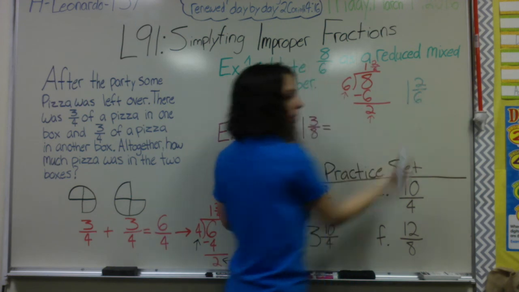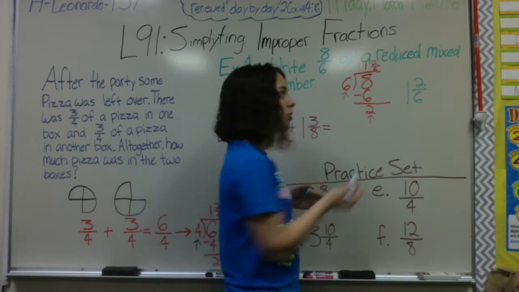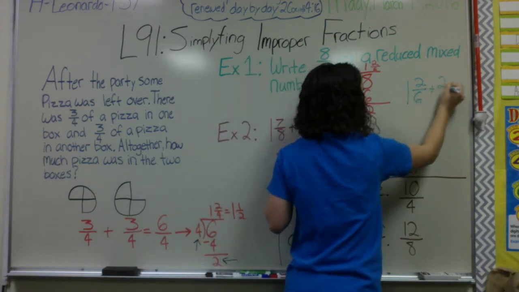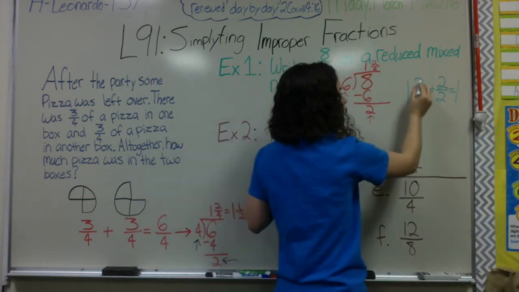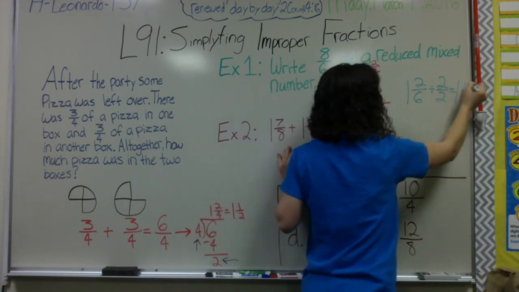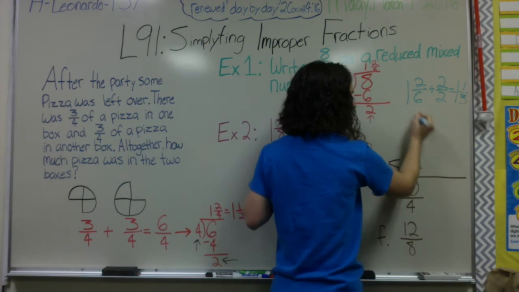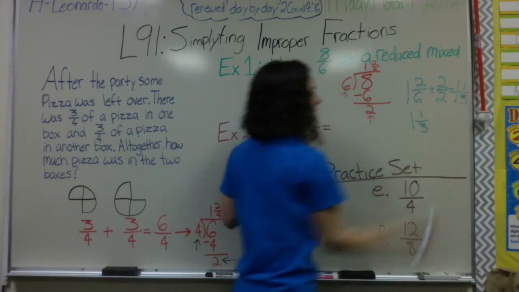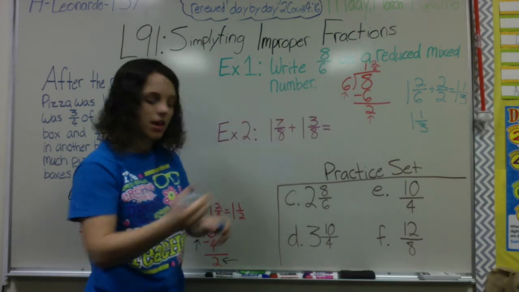2/6 can be reduced. I know that because both of them are even. I can divide both 2 and 6 by 2. So I'm dividing by 2 over 2. My whole number will not change. So I keep my whole number as 1. 2 divided by 2 is 1. 6 divided by 2 is 3. So my final answer is 1 1/3. That is my reduced mixed number of 8/6.